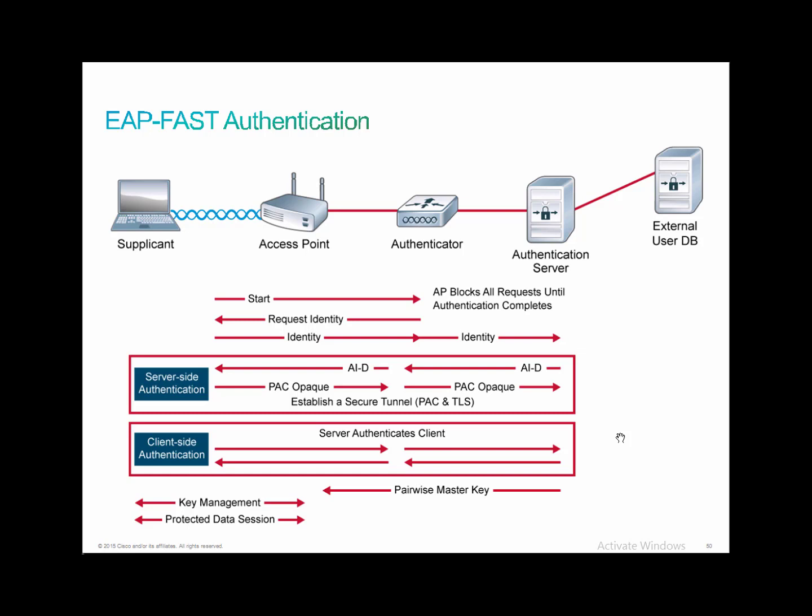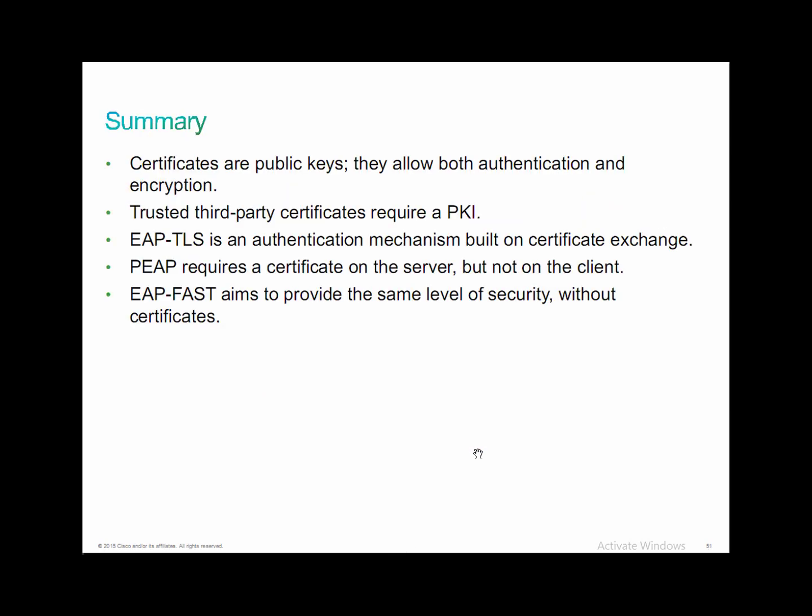All right. So that concludes that lesson. I know there was a lot of information in this particular lesson. Obviously, we talked about the public key infrastructure and how that's utilized in the environment. We talked about EAP-TLS, PEAP, and EAP-FAST. So why don't we just summarize real quick the differences between these, right?